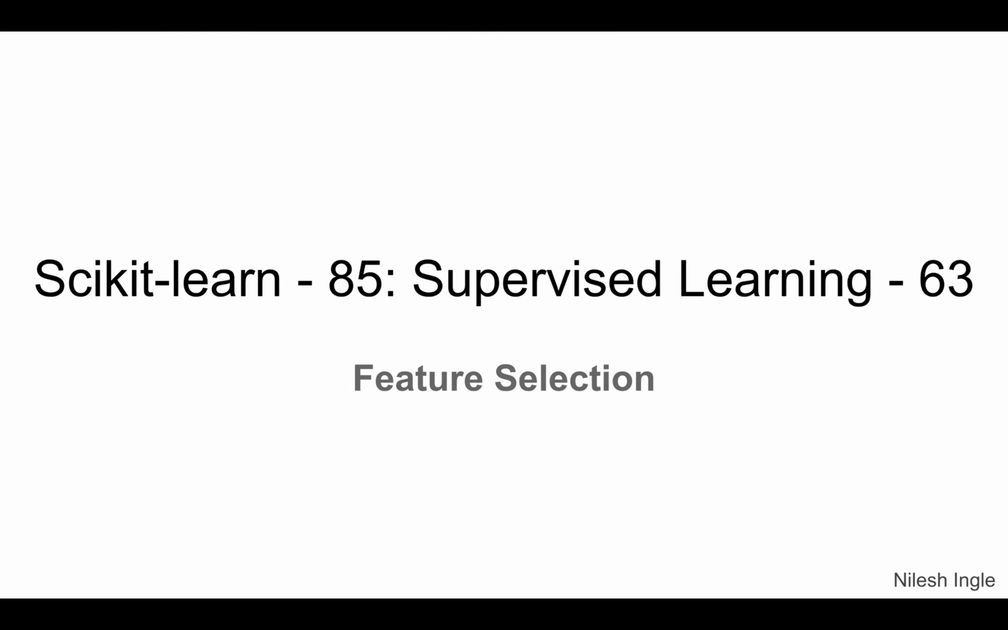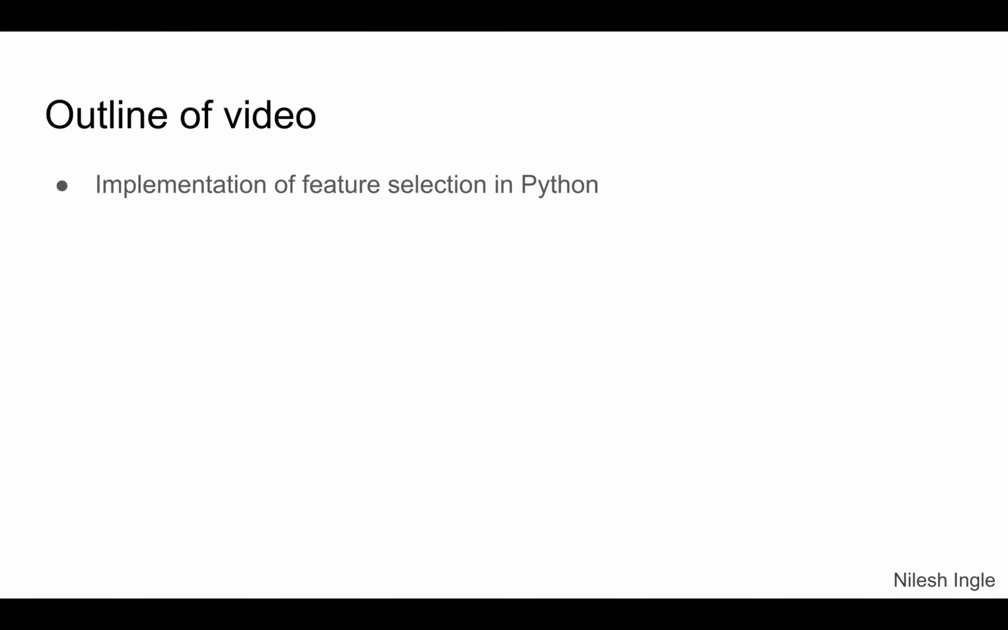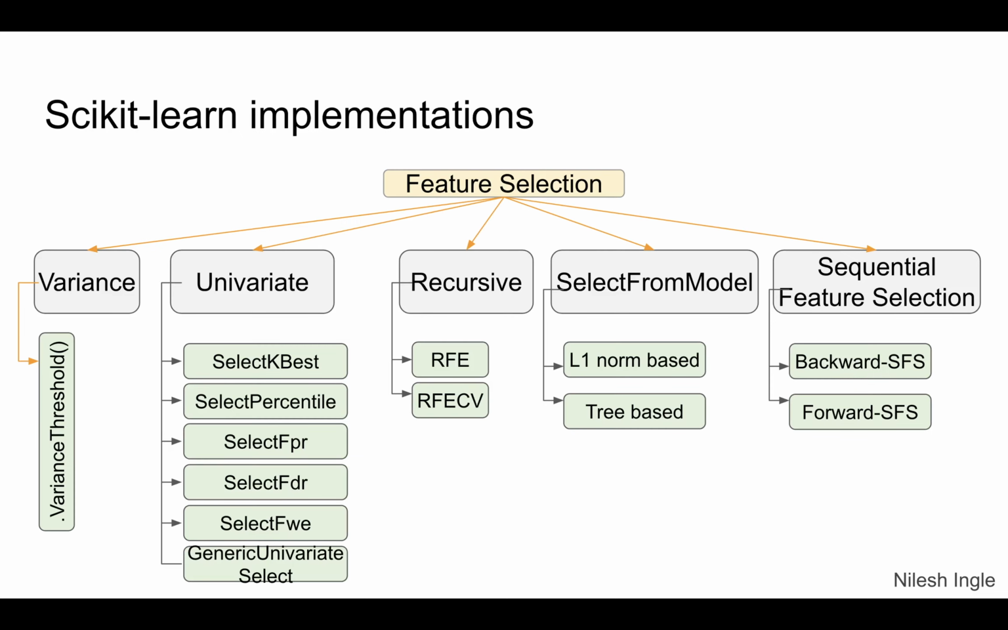I'm Nilesh, and in this video, we'll look at the implementation of feature selection methods that we discussed in the previous video. Briefly, these were the methods that we looked at from the different sets: variance, univariate based on univariate statistics, recursive, select from model, and sequential feature selection. We'll try to work on at least one of these from this flowchart. So let's get into Jupyter notebook and start coding.